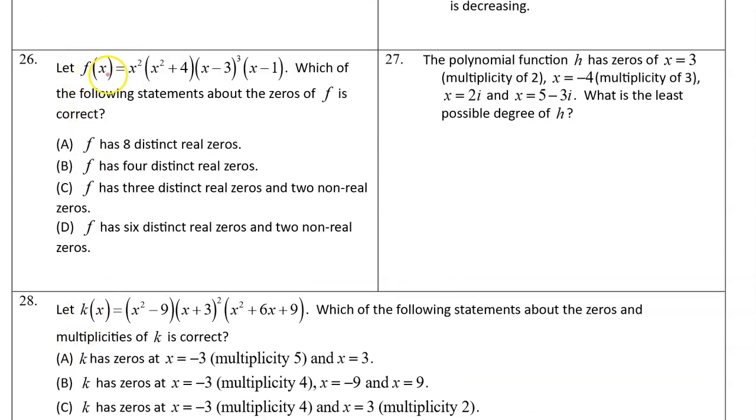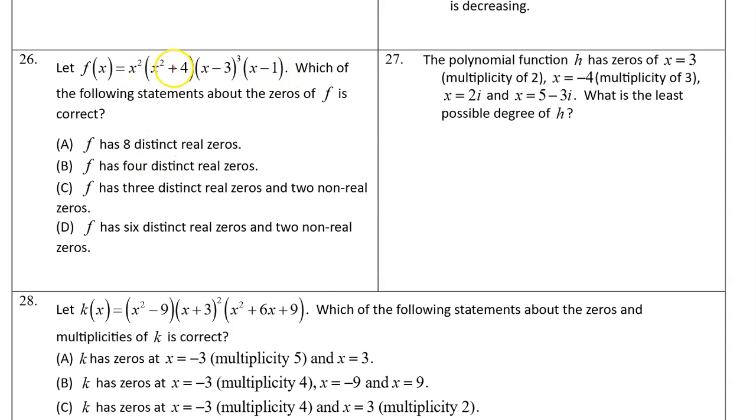Number 26, f of x equals this polynomial. Which of the following statements about the zeros of f is correct? They're talking about how many zeros there are. So let's just state some facts that we know about the zeros. For starters, let's identify the degree. If we look only at the leading term of each factor, we can figure out what the leading term of the polynomial would be, which tells us the degree.